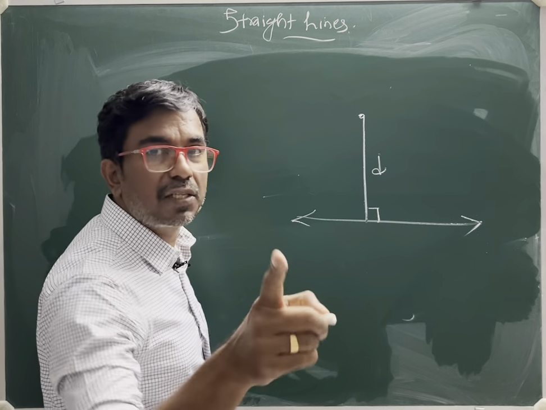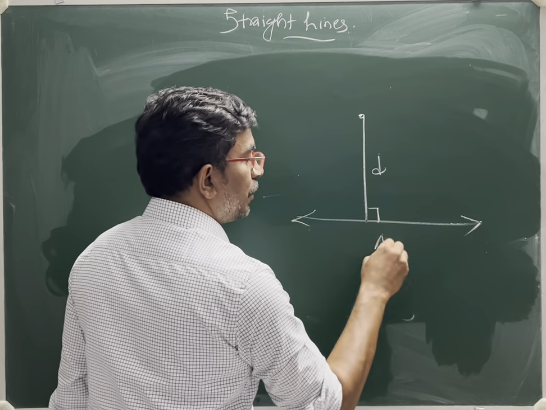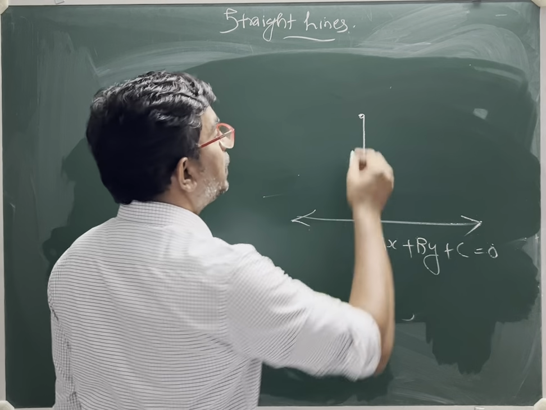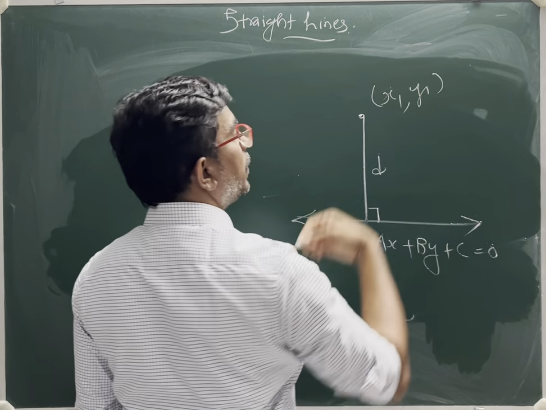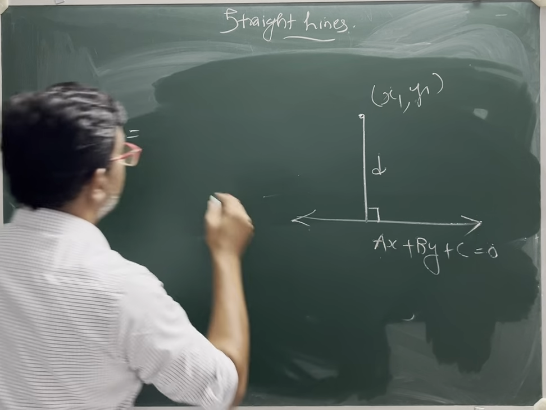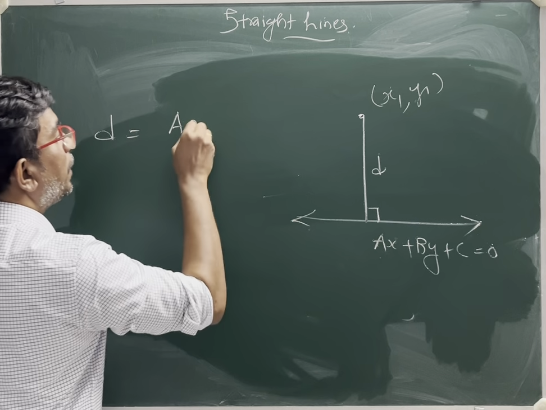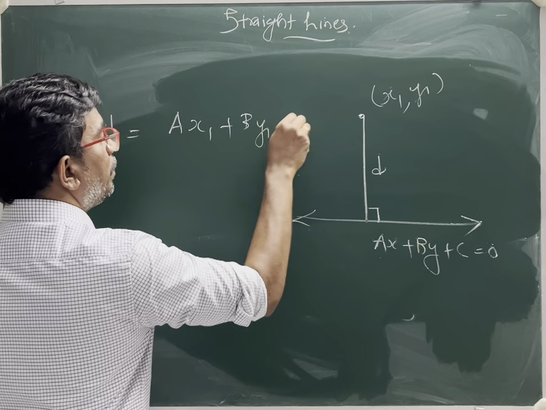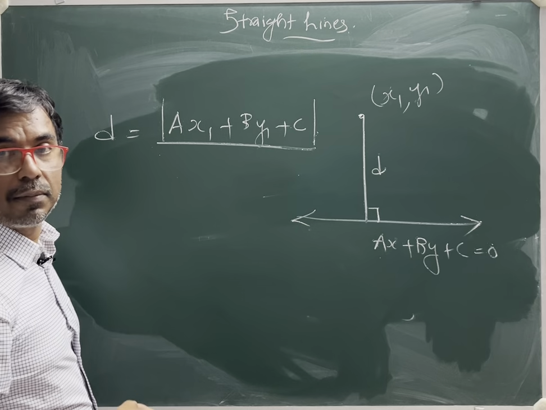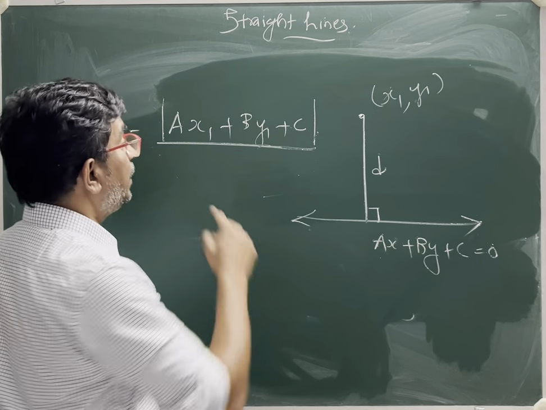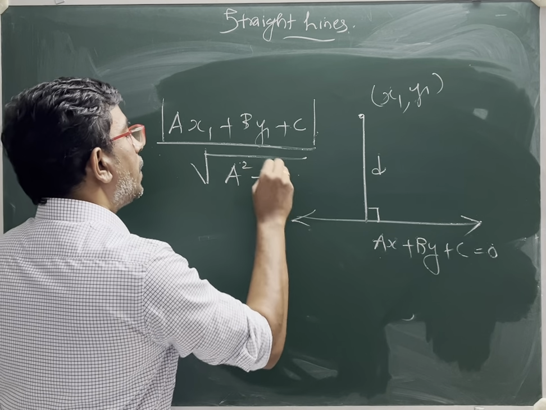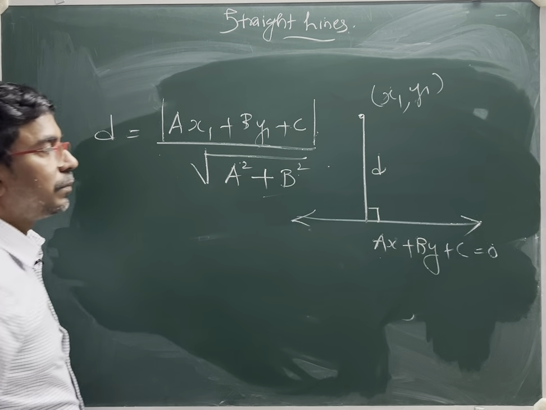For that I ask two things. One is the equation of the line. Suppose the equation of the line is ax plus by plus c equal to 0. I'll tell an example also. This point is suppose x1, y1. So what you need to do is substitute this x1, y1 in this equation. So you'll get a x1 plus b y1 plus c. This you calculate, it may be negative, so you put a modulus sign. If it is negative, remove the modulus sign. That's all the idea of this modulus sign. Divide by root of a square plus b square, the coefficient of x and coefficient of y. This is what it is.